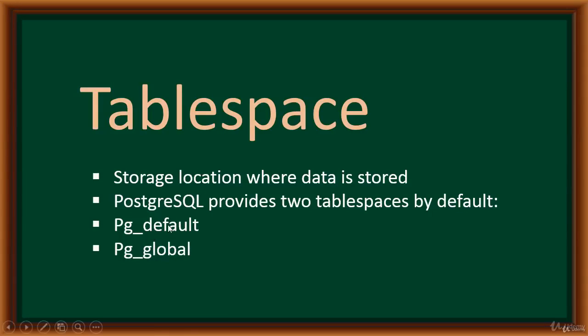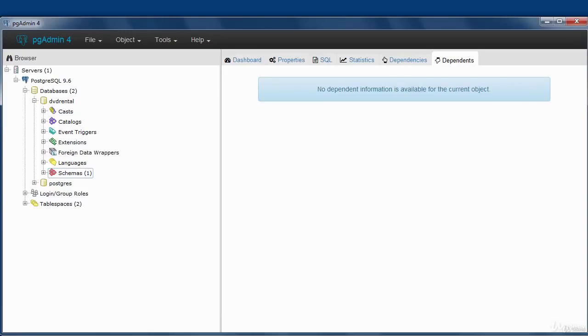The first one, pg_default, is used for storing users' data, while pg_global is used for storing system data. So pg_default stores user related data, and pg_global stores system related data. So we can take a look at the default table spaces.